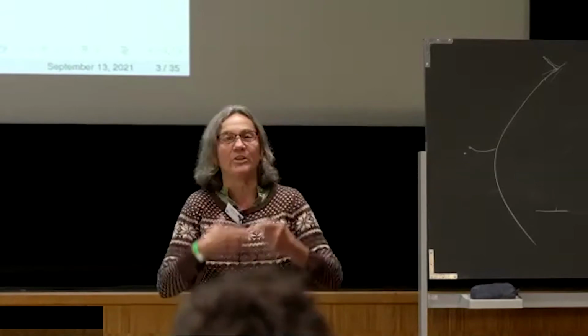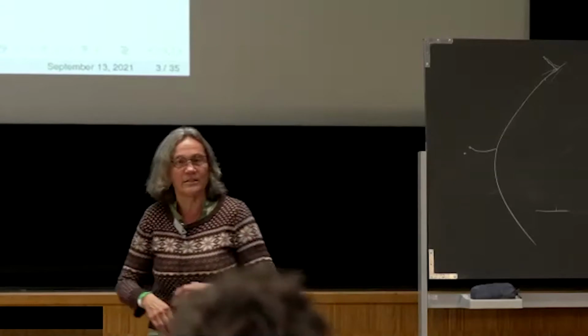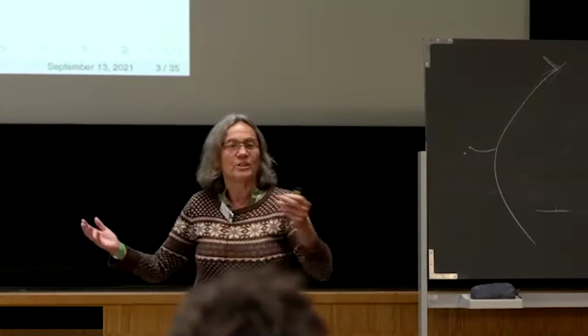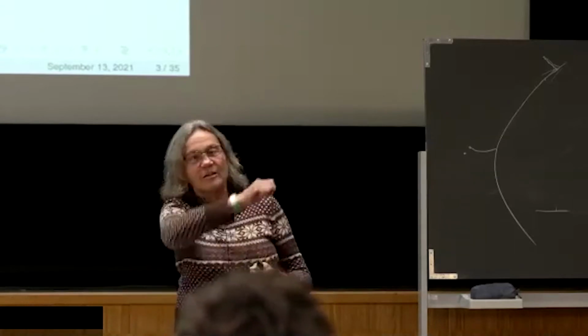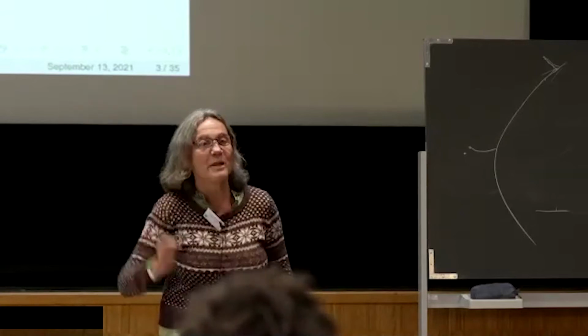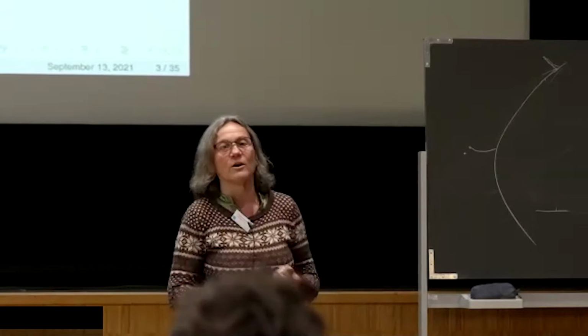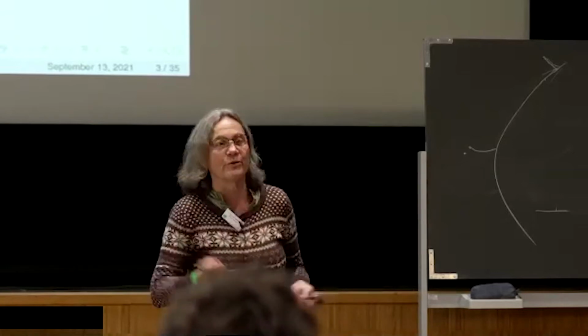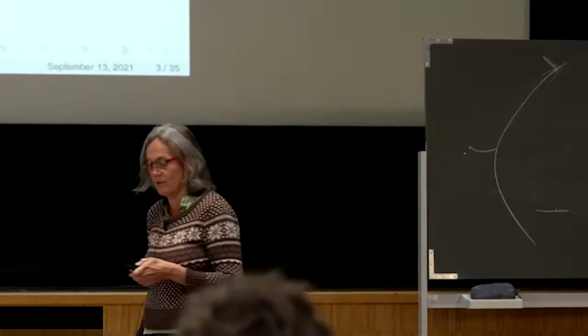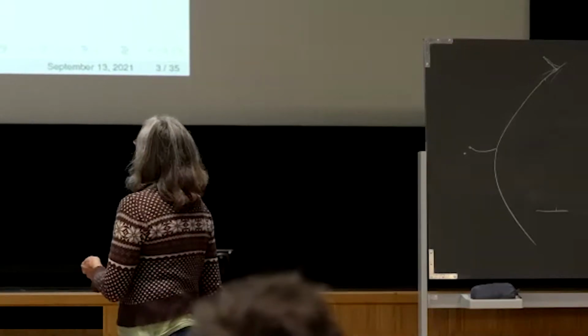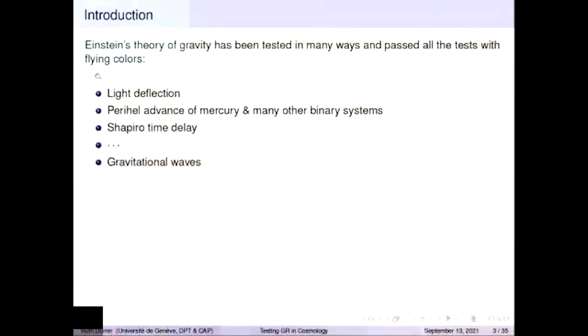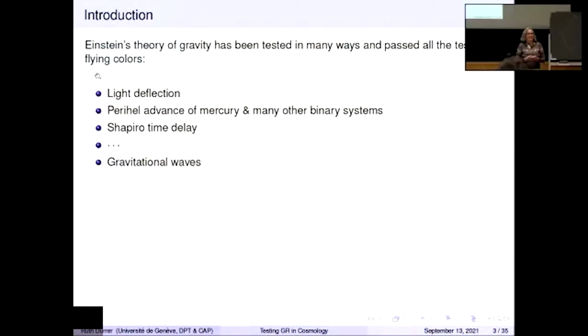And in the meantime, we don't only have these 40 arc seconds per century perihelion advance of Mercury, but we have systems which have perihelion advance of degrees per year and stuff like that. This also has become a very standard technique. Then Shapiro time delay and many other classical effects of general relativity have been studied and measured successfully.